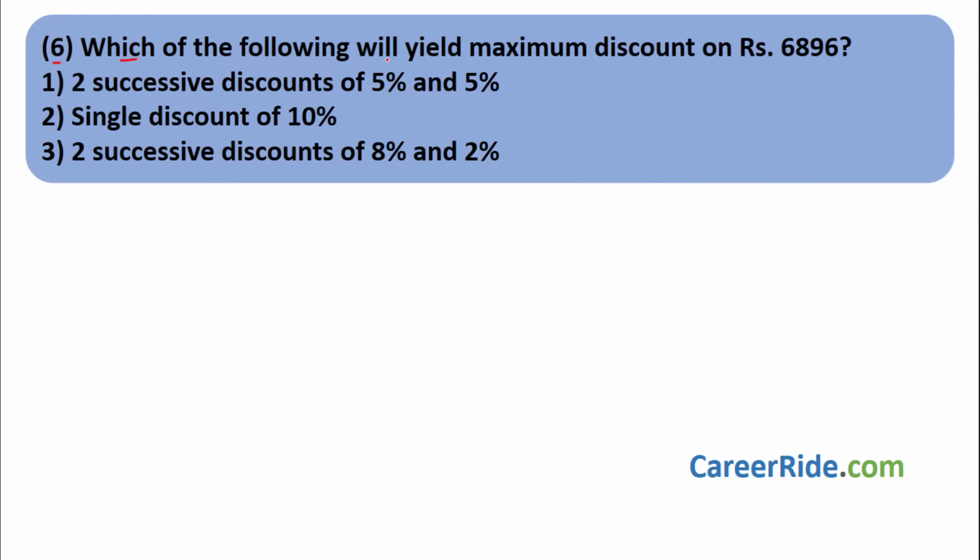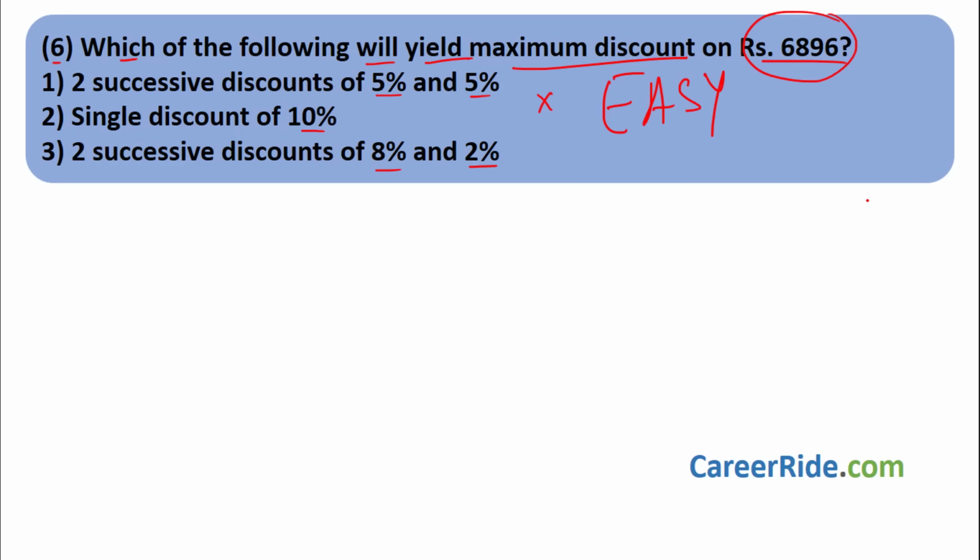Which of the following will yield maximum discount on rupees 6896? First is two successive discounts of 5% and 5%. Second is single discount of 10%. Third is two successive discounts of 8% and 2%. Now you might think that this is pretty lengthy. Also the number given over here is looking a bit difficult and calculation will take time. But no, this is very easy. Okay, let us see how to solve it.